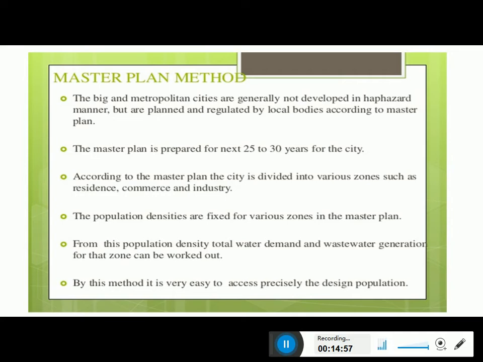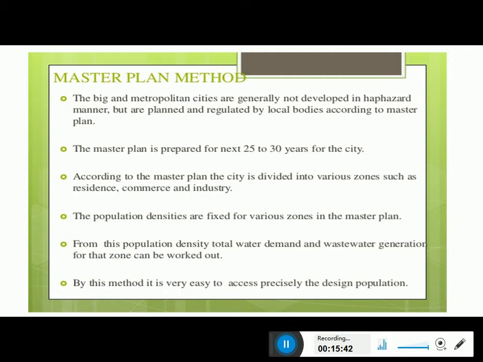According to this master plan, the city is divided into various zones such as residential zone, commercial zone, and industrial zone. The population densities are fixed for various zones in the master plan. From this population density, the total water demand and wastewater generation for that zone can be worked out. By this method, it is very easy to assess the design population precisely, because we divide the city into various zones. The residential zone conforms only to residential areas, that means there will only be residences occupied by people. It is a complete residential area.